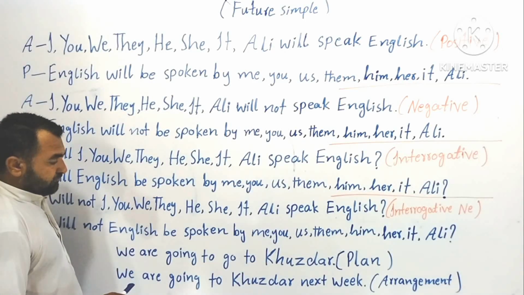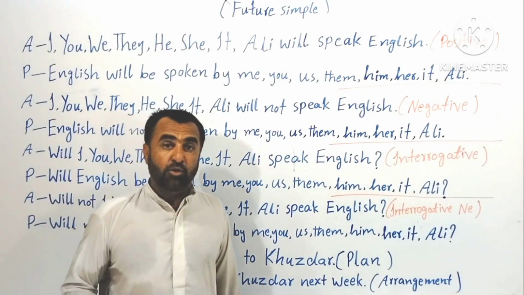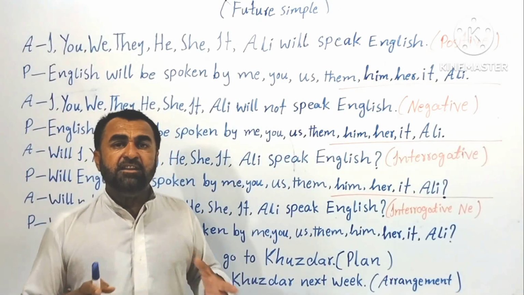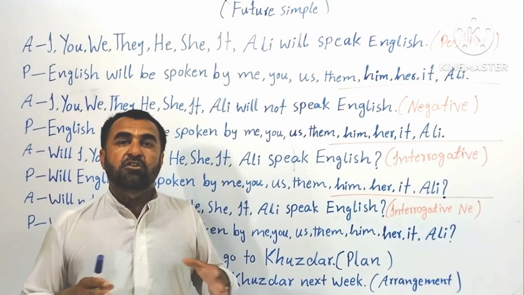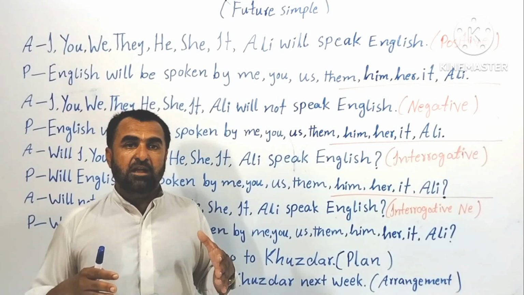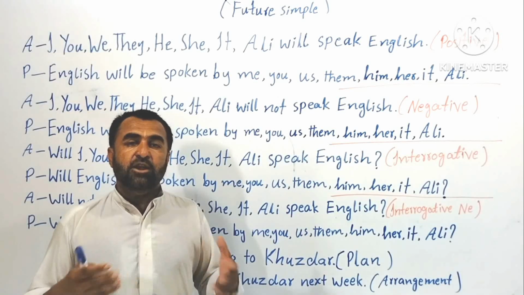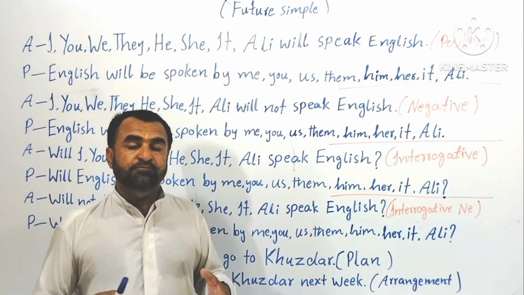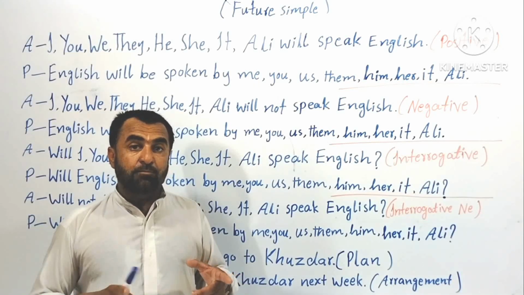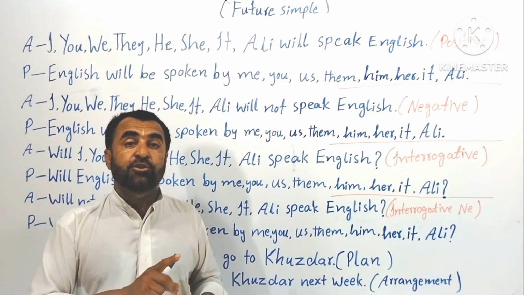Understood? Now the short form of going to is gonna go. Like, we are gonna go to Khuzdar. We are gonna set up a shop. We are gonna speak English. You are gonna speak English. You are gonna go to market, okay? Gonna go. Okay? But you can mostly use it in speaking, not in writing.